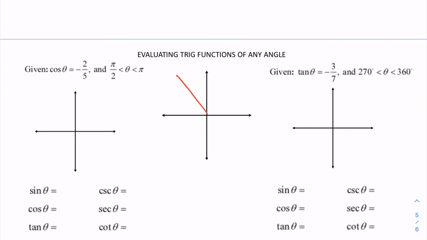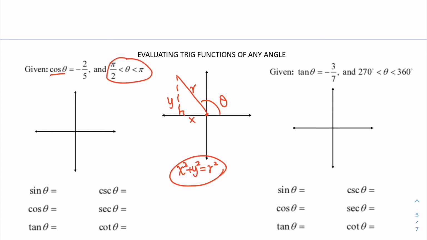So given any angle theta, we have the Pythagorean theorem with x, y, r. R is always positive. So x squared plus y squared equals r squared. Let's have a look at cosine of theta equals negative 2 over 5, where theta is between pi over 2 and pi. That's in the second quadrant. Cosine equals adjacent over hypotenuse, negative 2 over 5. Using the Pythagorean theorem, the opposite side will be square root of 21.